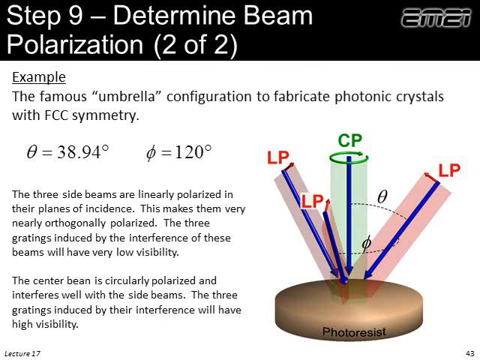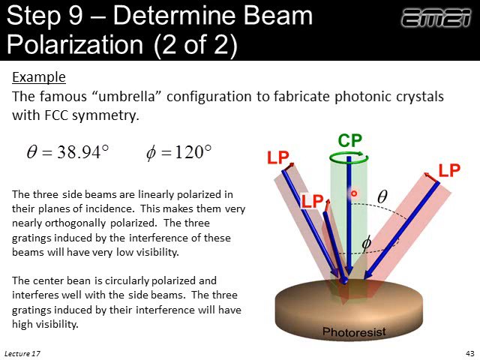So let's think about the polarization of this exposure configuration. And it turns out, for face center cubic, this is the famous umbrella configuration, we have a central beam with 3 beams radially distributed around it. And the angle between these 2 beams is 120 degrees. They're evenly distributed. And the elevation angle of those side beams is 38.94 degrees. So how do we choose polarizations?